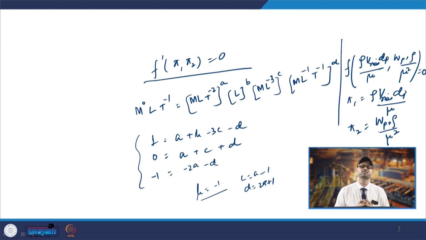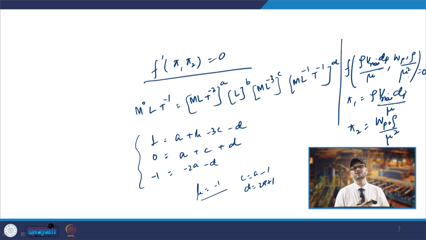So, this way you try to find the solution of these equations. You have to first write down the two equations on both sides, equate the indices, and solve, and then you get these expressions. Further, you have the values of these two pi groups. That is how you get these non-dimensional numbers, and they have their significance.